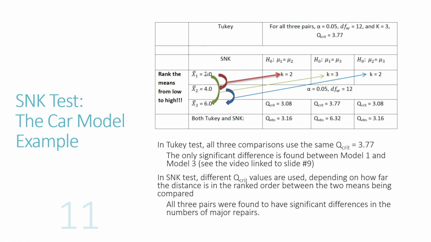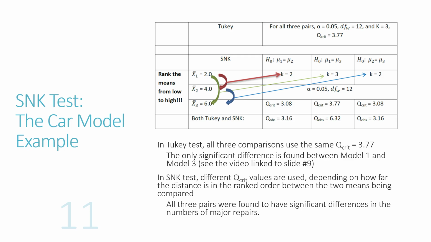Using the car model example, on this slide, you can see that the group means are sorted. Means that are further apart in ranks are compared using higher critical Q values. In other words, Q critical values depend on the distance k between the two means being compared. If the means are next to each other in the ranked list, k equals 2.